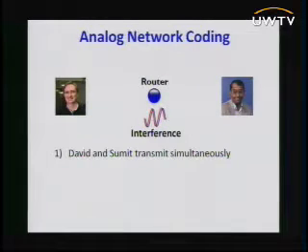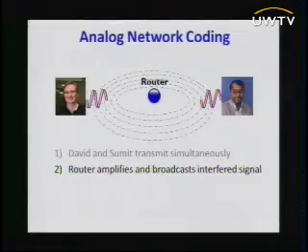Because the packets collide, the router receives an interfered signal. He cannot make any sense out of it, but he doesn't even try to. He just re-amplifies and broadcasts this interfered signal to David and Sumit.